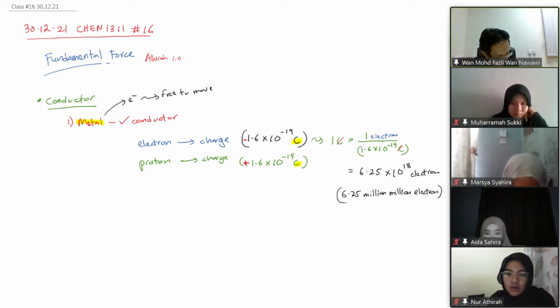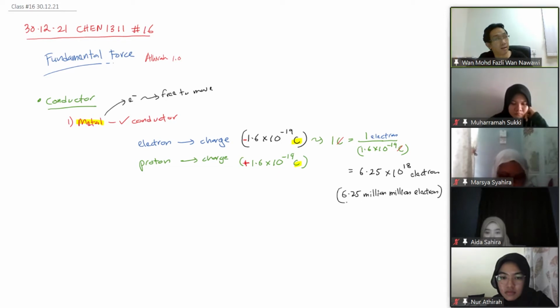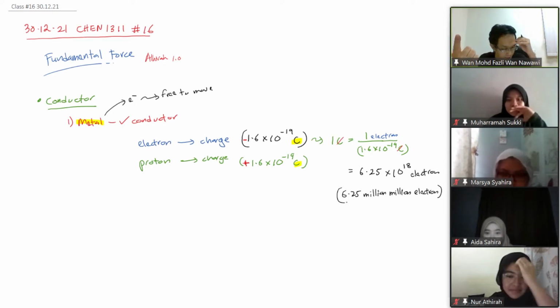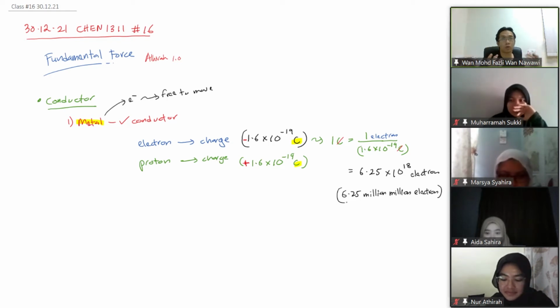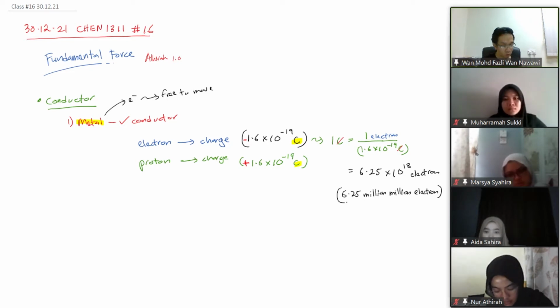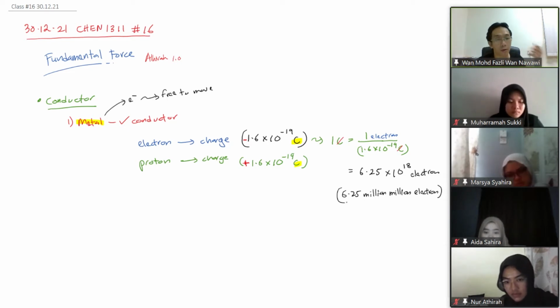So what does it mean by 1 Coulomb? It's just like a mole. A mole is just the amount of something. 1 dozen is 12. 1 mole is 6.02 times 10 to the power of 23. And 1 Coulomb is basically this: the amount of electron or whatever charge. In this case, we talk about electrons. If it's proton, then it's protons, because the magnitude is the same. So 1 Coulomb is the amount of electrons, 6.25 times 10 to the power of 18.